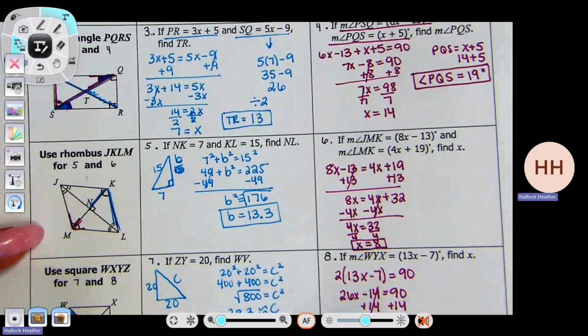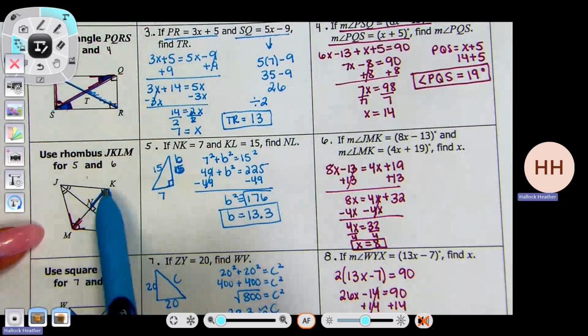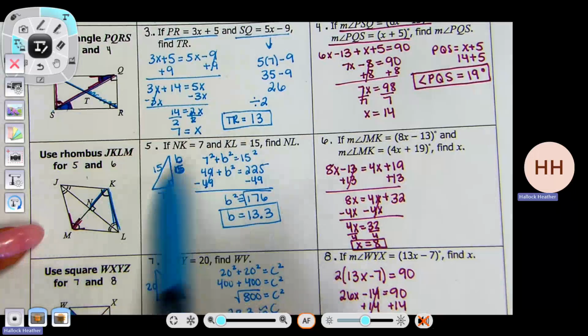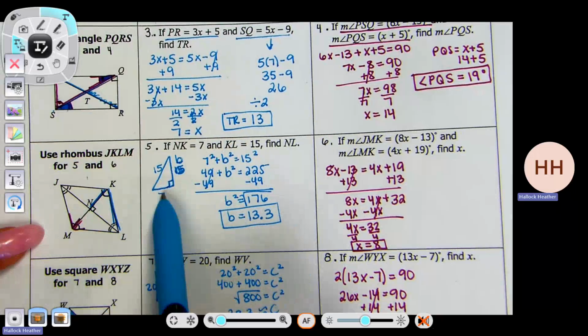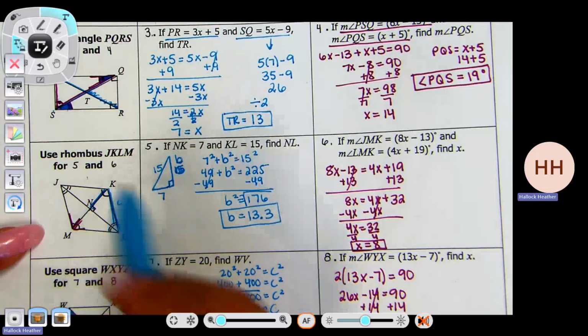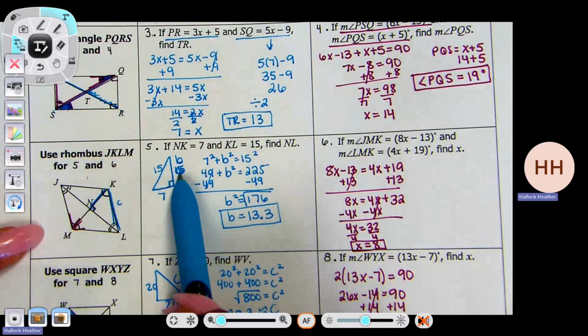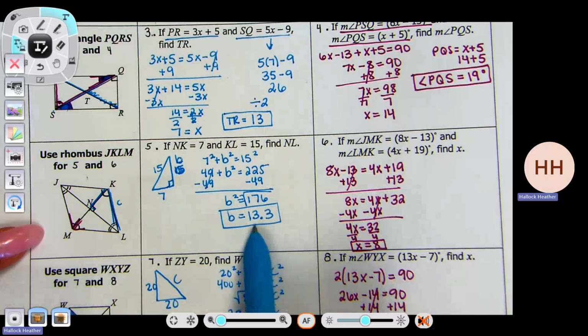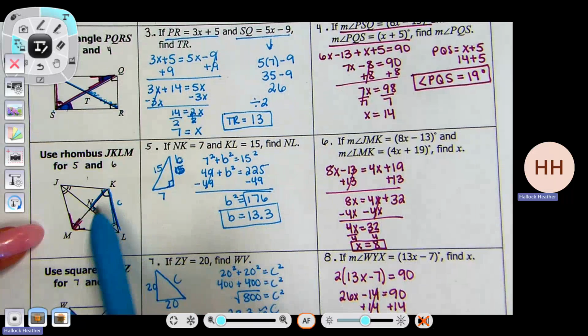The rhombus problems, it tells you NK is 7. It tells you KL is 15. So 7 and 15, that is the hypotenuse because this is a right triangle. So you're trying to find either A or B. It doesn't really matter which one you call it. But when you find that, you get 13.3 using the Pythagorean theorem.